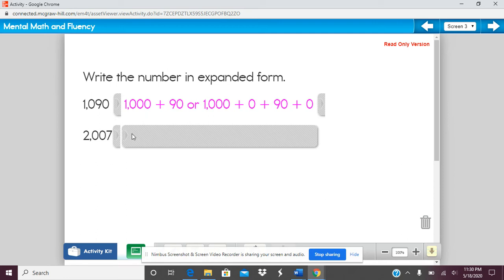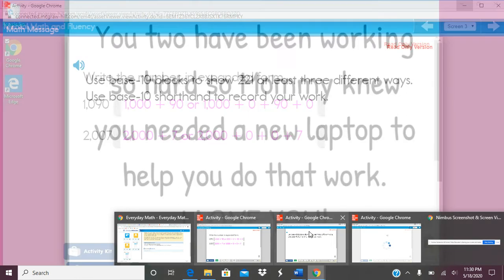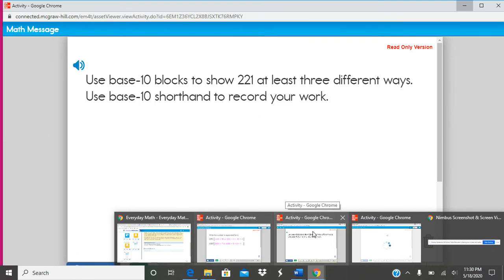It's another big one. We have four digits here, so we're going to have four numbers in our expanded form, but there is another way to do it. If we have zeros, we don't always have to include those zeros. All right, you should have that number model written down. Let's take a look. 2,000 plus 7 is one way, or 2,000 plus 0 plus 0 plus 7. Excellent. Great job. All right, that was our mental math. We're going to move on to our math message.